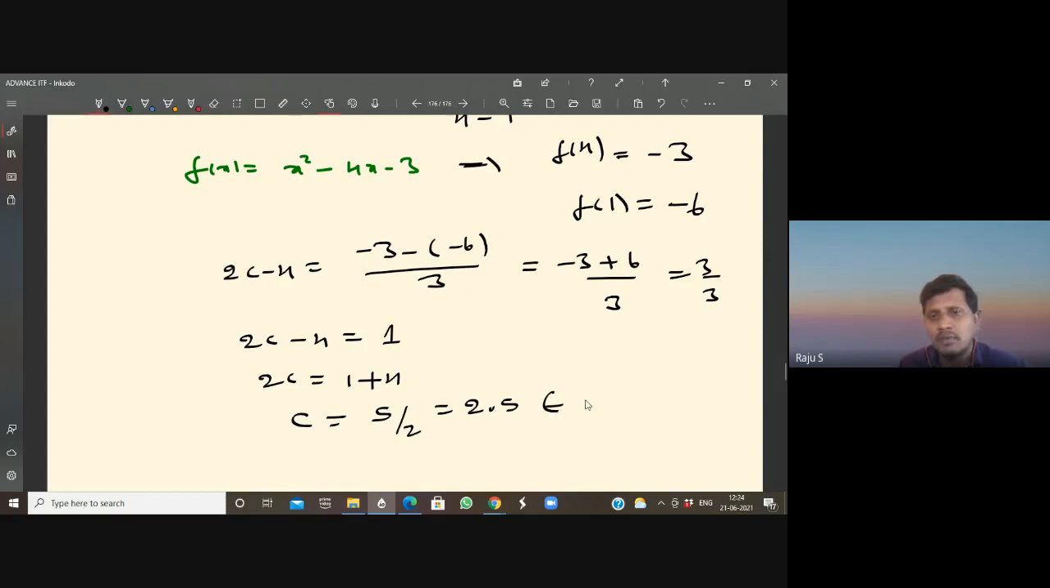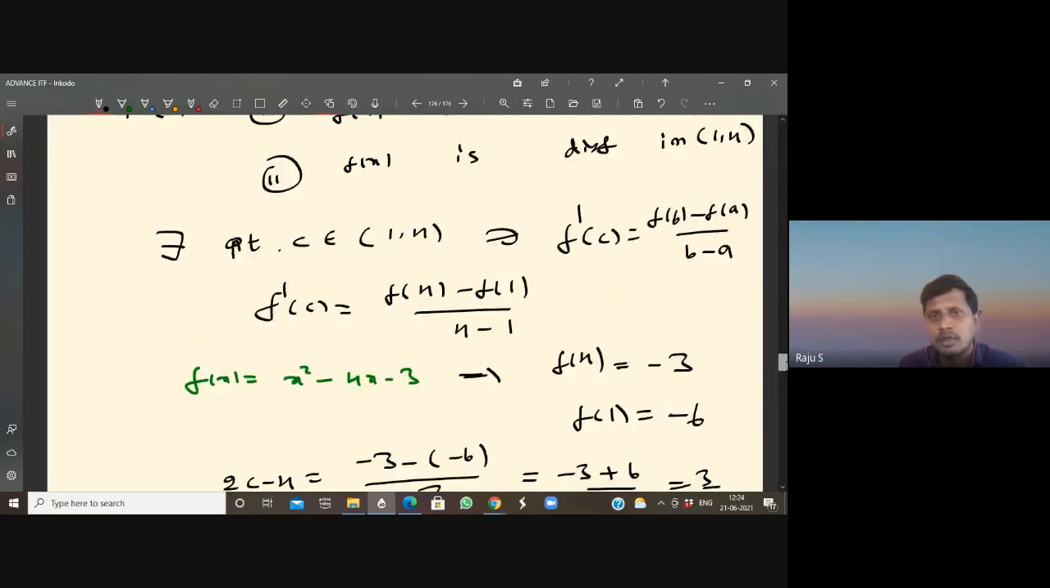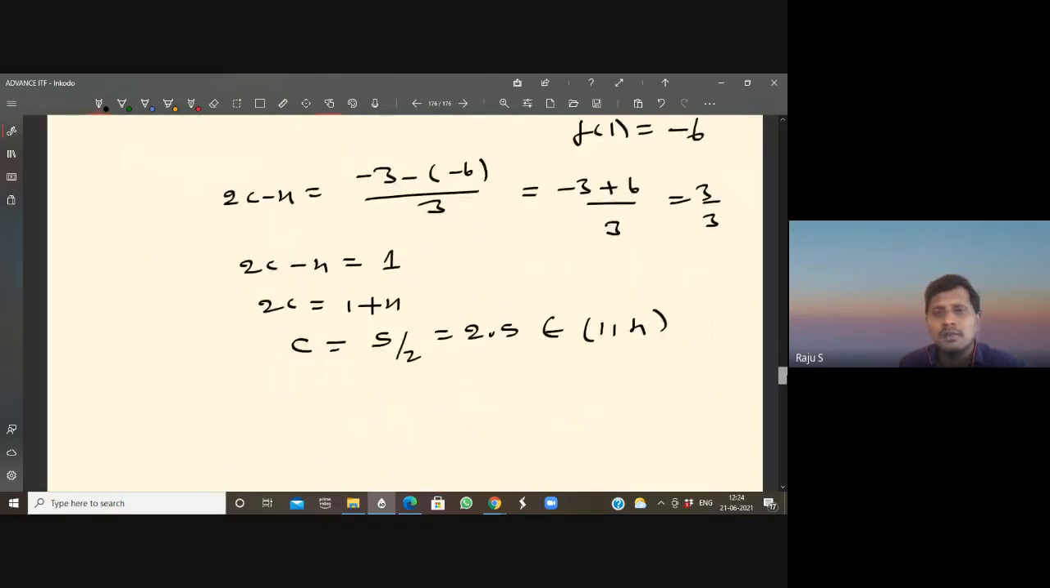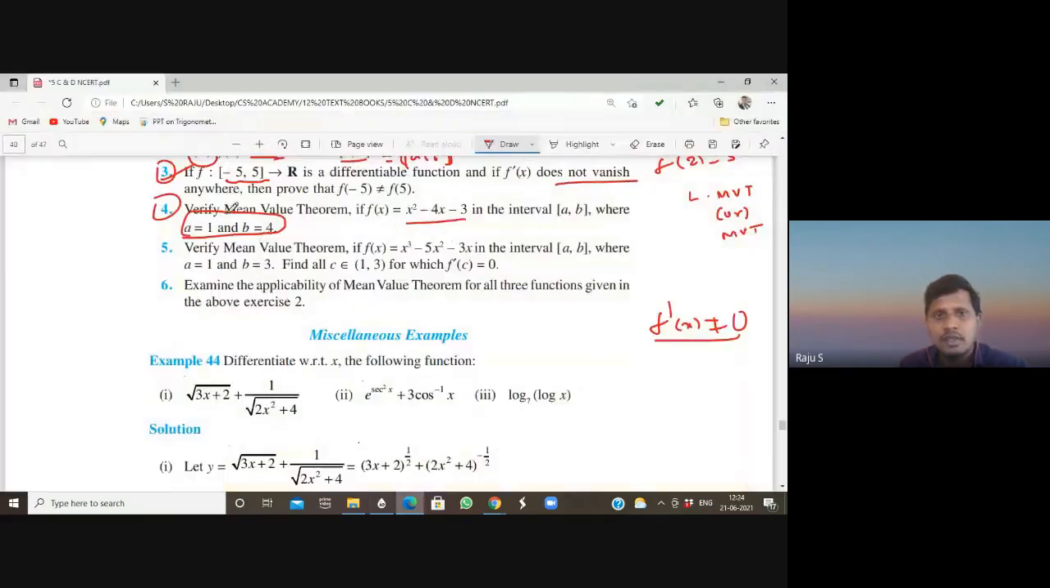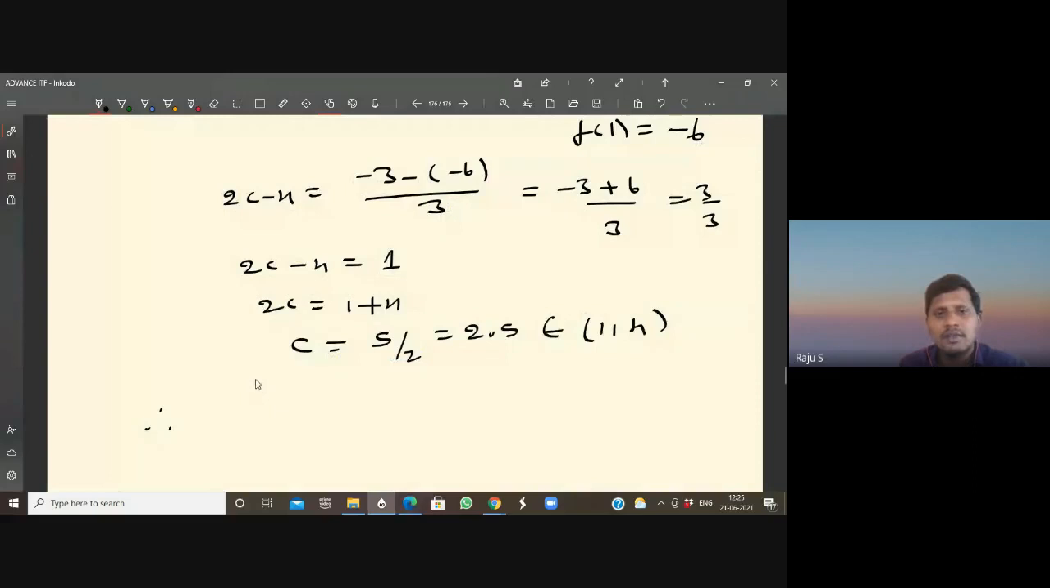Does 2.5 belong to the given interval 1 to 4? The interval is 1 to 4, but open interval, clearly 2.5 belongs to 1 to 4. Therefore, what about Lagrange's theorem? Verified or not? Yes, sir. Yeah, it's verified. Hence, mean value theorem verified.